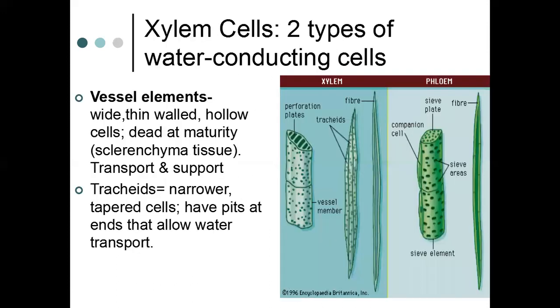Straw analogy, like xylem cells. The water-conducting xylem cells include vessel elements, which are wide, thin-walled, hollow cells that at maturity lack living contents, unlike sclerenchyma tissue. They help in transport. The other type is the tracheid, a narrower, tapered cell that has pits at the ends that allow water transport.